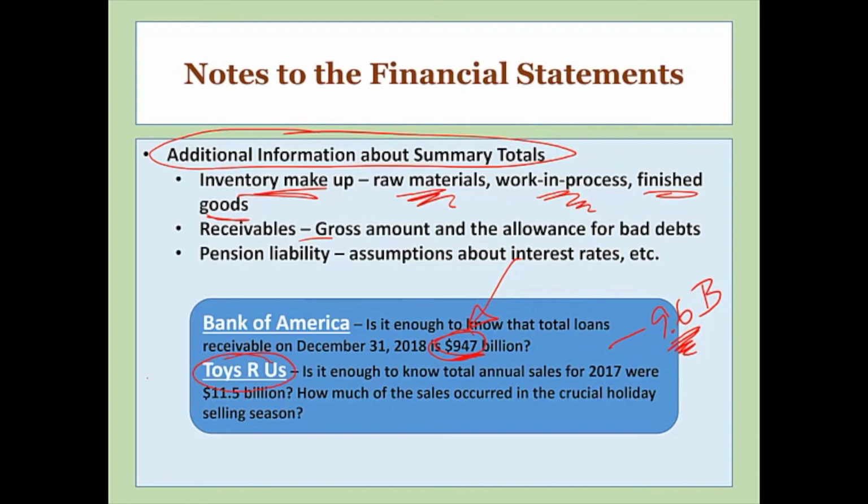Toys R Us. How much do they earn during the quarter that includes Christmas? Well, it turns out we can go to the notes and find out about 40% of this sales figure is earned during the holiday season. That's important to know because Toys R Us, for example, is highly seasonal. Companies will typically provide quarterly data so that you can see if they're a seasonal business or not. That quarterly information is disclosed in the footnotes.